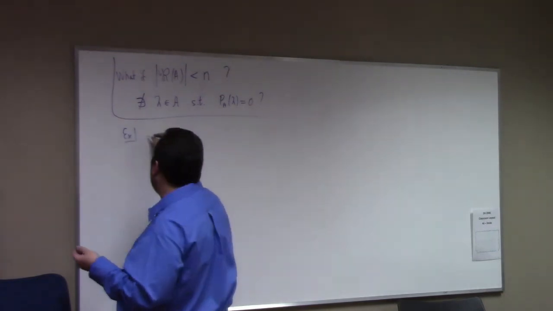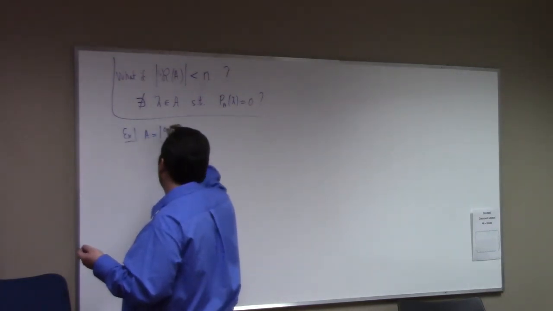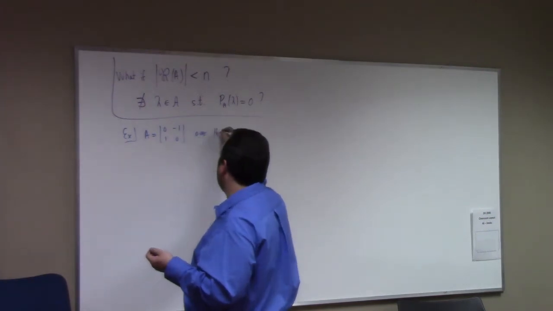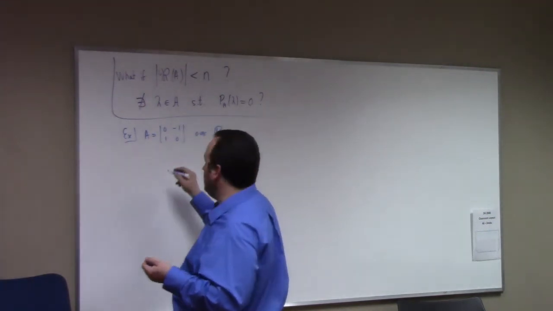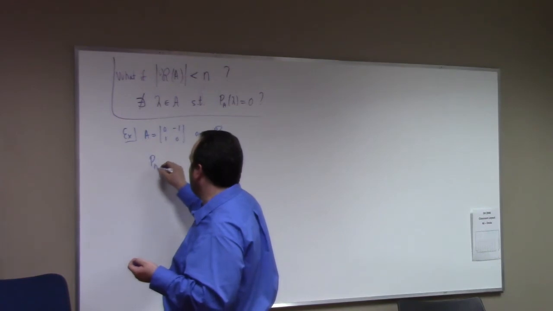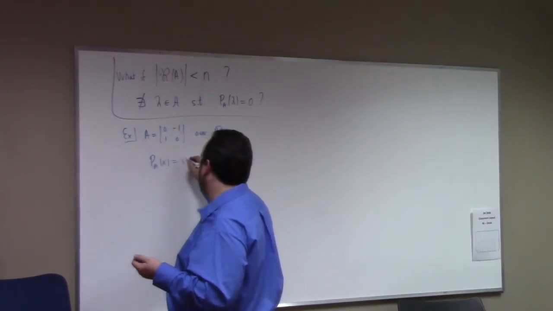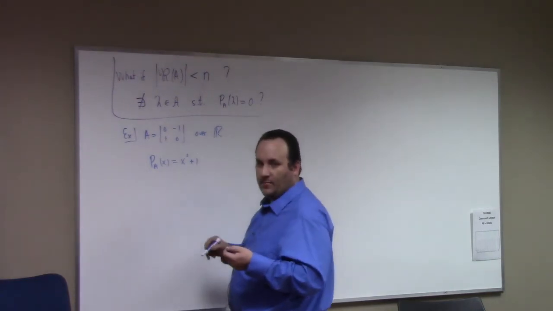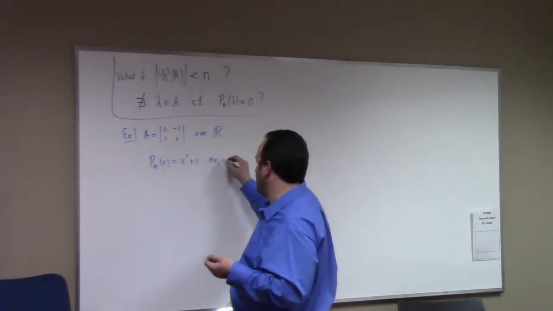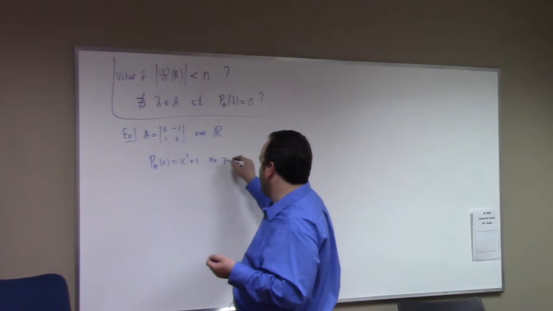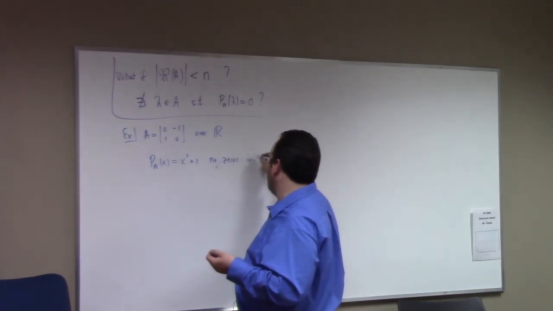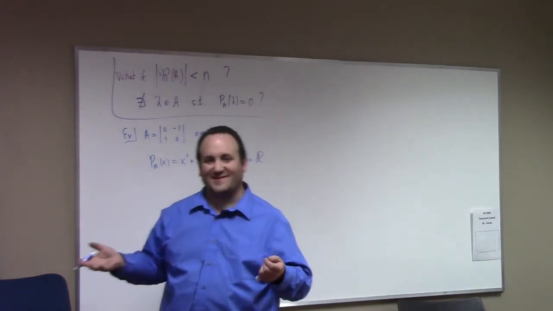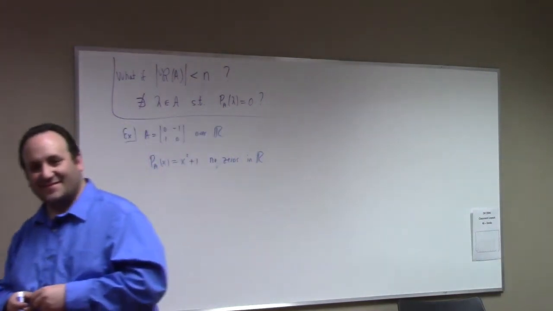Suppose we're looking at A equals [[0, -1], [1, 0]] over the reals, right? Then the characteristic polynomial of A is x squared plus 1, right? No real roots. No zeros in R. And it's real numbers, so there are no zero divisors.